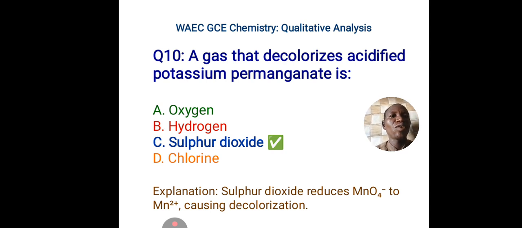A gas that decolorizes acidified potassium permanganate is sulfur dioxide. Sulfur dioxide reduces manganese ion from 7 to 2, causing decolorization. So it is sulfur dioxide that decolorizes acidified potassium permanganate into colorless.